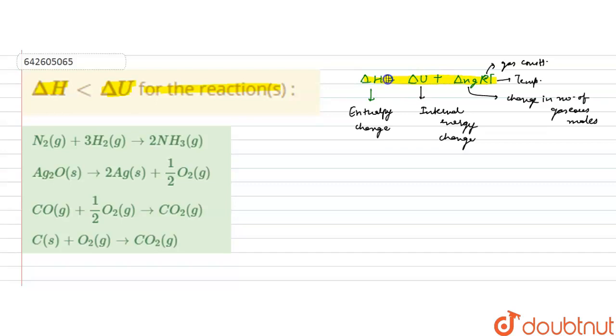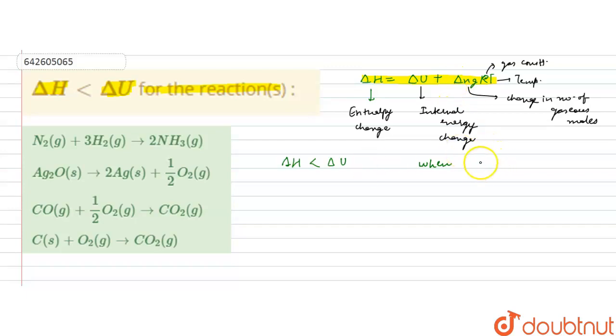Now we have to find out for which reaction delta H will be less than delta U. Let's say they are at the same temperature. If all reactions are done at the same temperature, the T value will be same, and R is the gas constant, that value is also the same. So whether delta H will be greater than delta U or less than delta U depends on delta Ng.